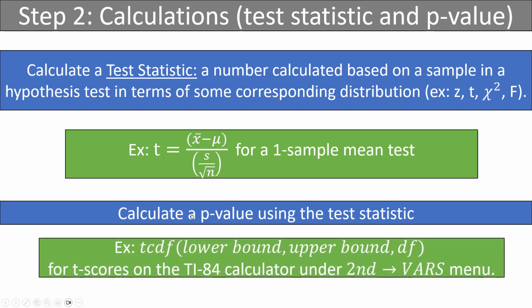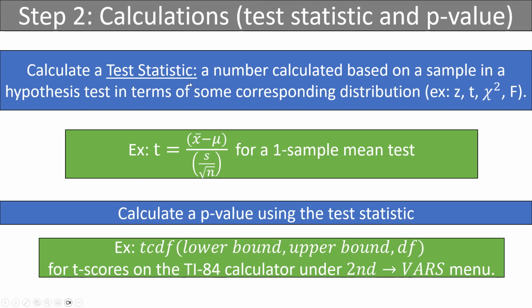p-value. For example, if you're using the one sample mean test, you would end up using a function called tCDF. But if you're using the z distribution, you'd use normal CDF or maybe some other type of CDF function. They're always going to be CDF functions from the TI-84 calculator. We'll talk more about how that works a little bit later, but these functions can always be found on the second vars menu.